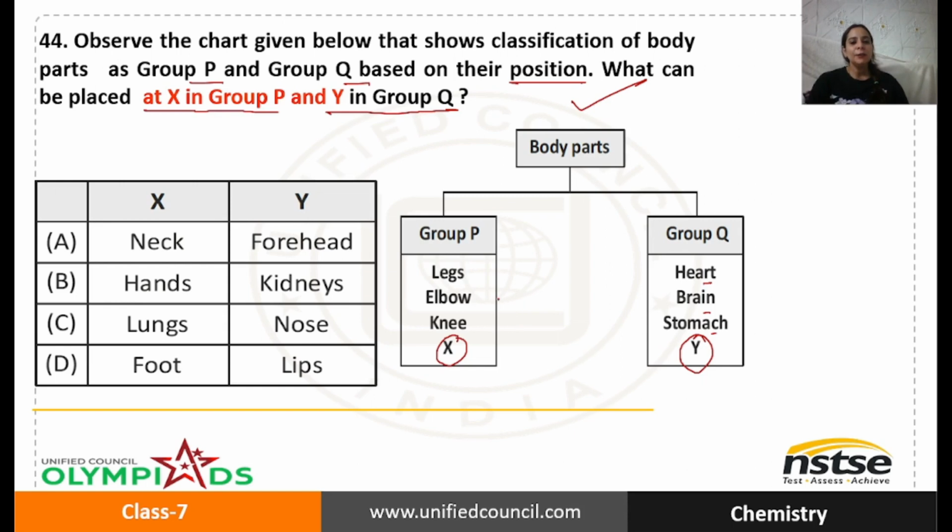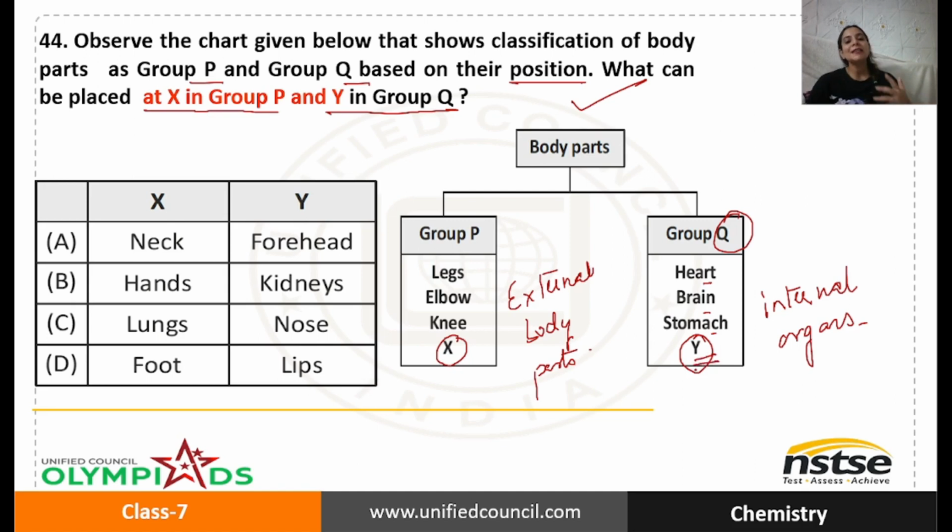So the first thing, let me tell you, group P indicates legs, elbow, knee. That means our external body parts. External body parts are those which you can see, like your hand, your legs. They are external to your body, present outer to your body. Group Q indicates heart, brain, stomach. That means all internal organs. The organs which are present inside your body. Okay, so we need to find X, that is an external body part, and under Q there is Y, which indicates an internal organ.